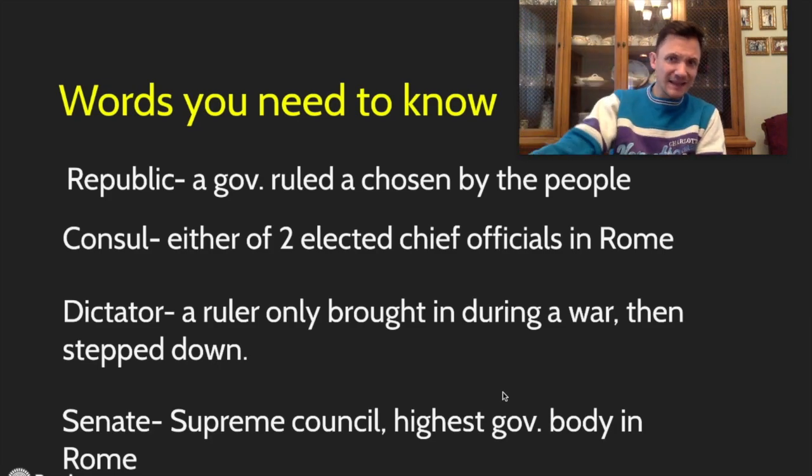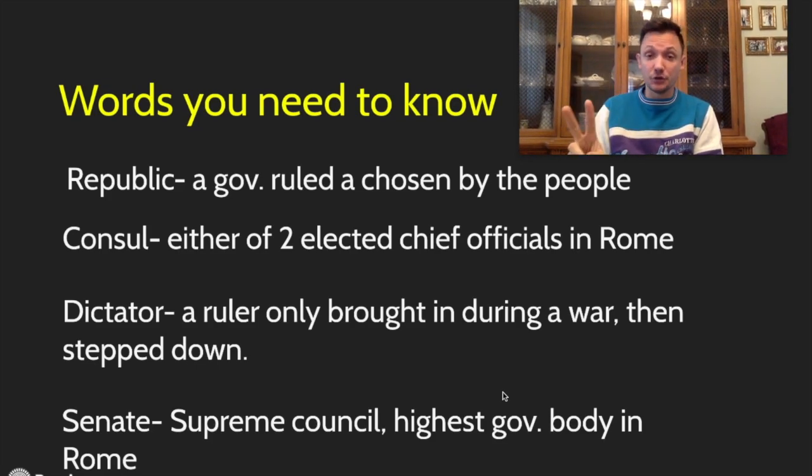So next thing are the consuls, right? The consuls are either one of two elected chief officials of Rome. So if you hear me say so-and-so is elected as a consul, that's an important aspect because it means that they're one of the leaders of the Roman government.